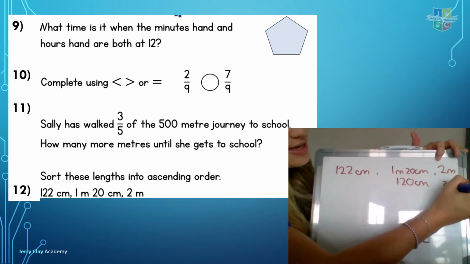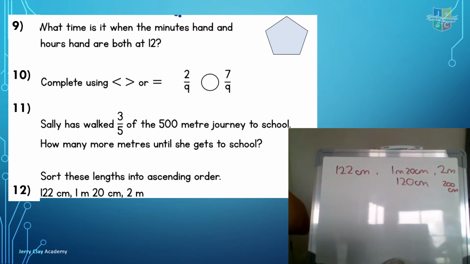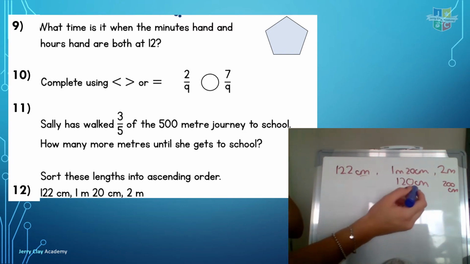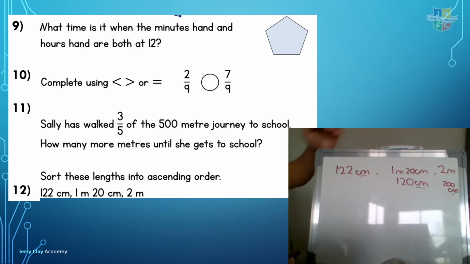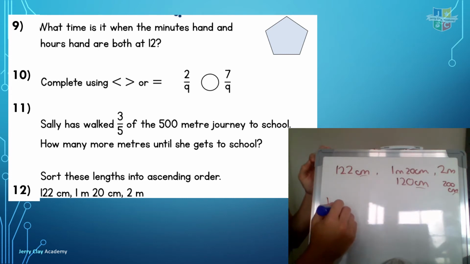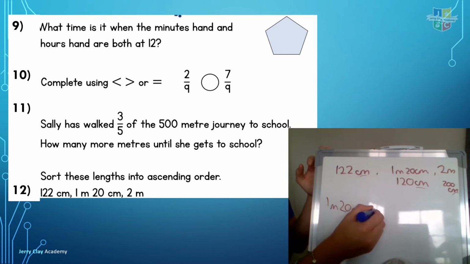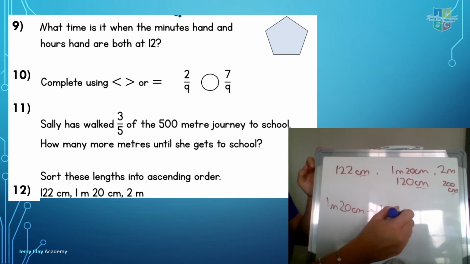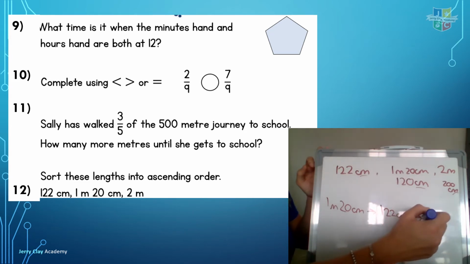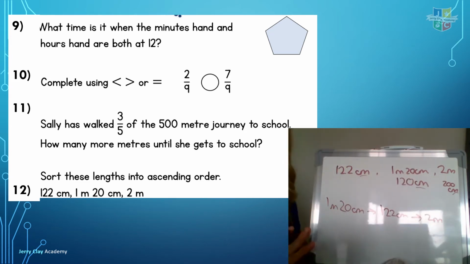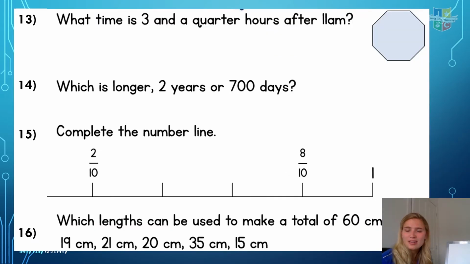meters is 200 centimeters. Now I can see that they're all in centimeters, and I can see which one's the smallest. Well, it's going to be 1 meter 20. Then it's going to be 122 centimeters, and then it's going to be 2 meters, because we're going in ascending order, we're going up. Okay, the next one, can you tell me the name of the shape in the top right corner?